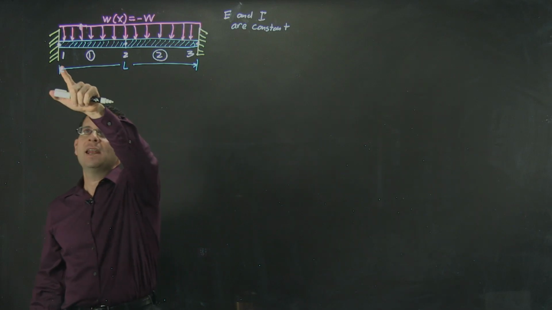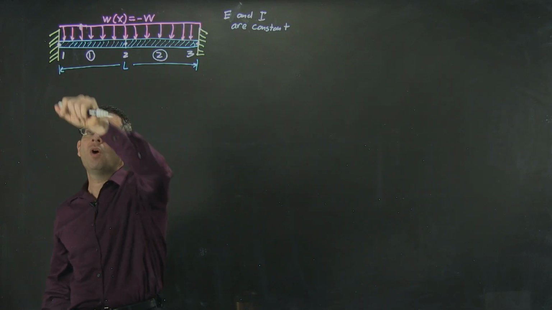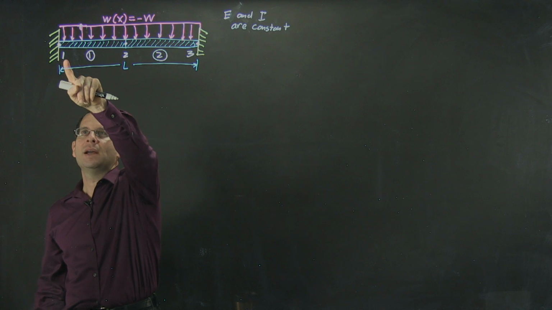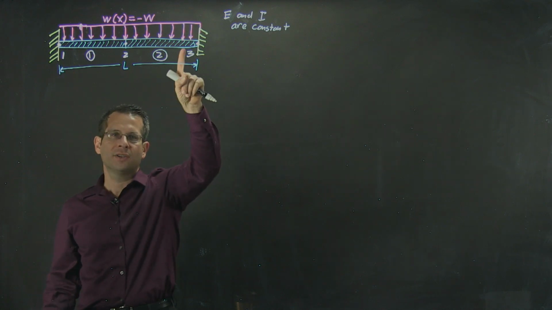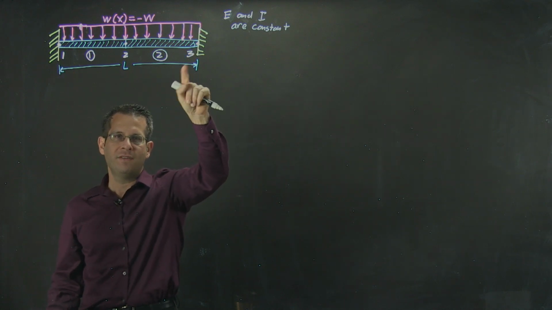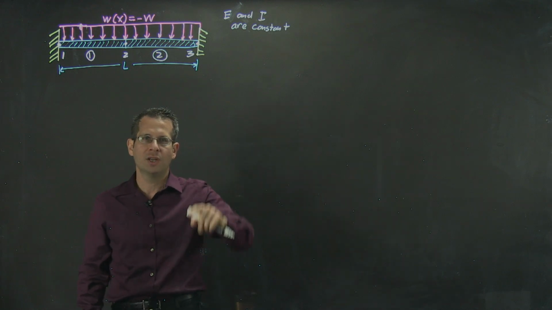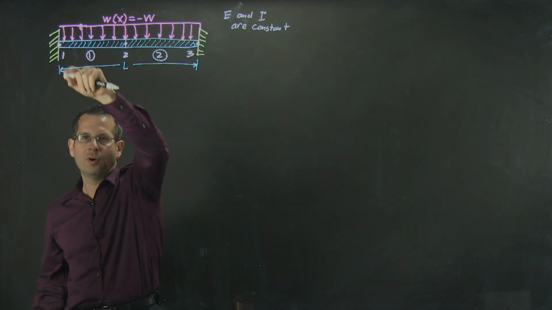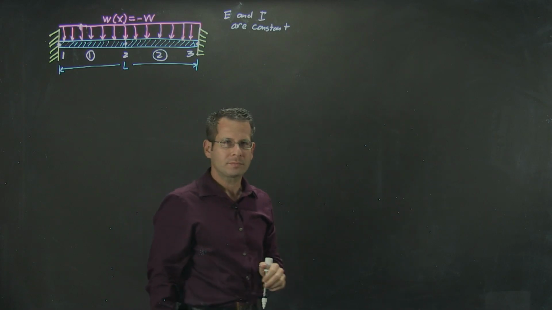At each endpoint of my beam, I have an immovable wall, so I expect V1 and Phi1 to be 0. I also expect V3 and Phi3 to be 0 due to the immovable wall mounts.